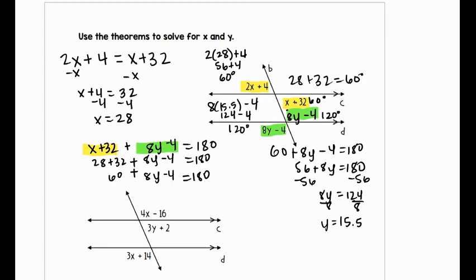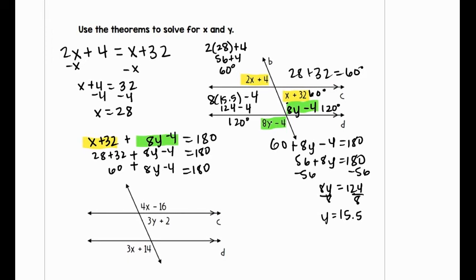These were consecutive interior angles. They add up to 180, so 60 plus 120, that looks good. Because this is vertical to this one, then we can ultimately say that this is 120 degrees. And so that lets us finish solving that equation, and we get our missing variables for x and y.